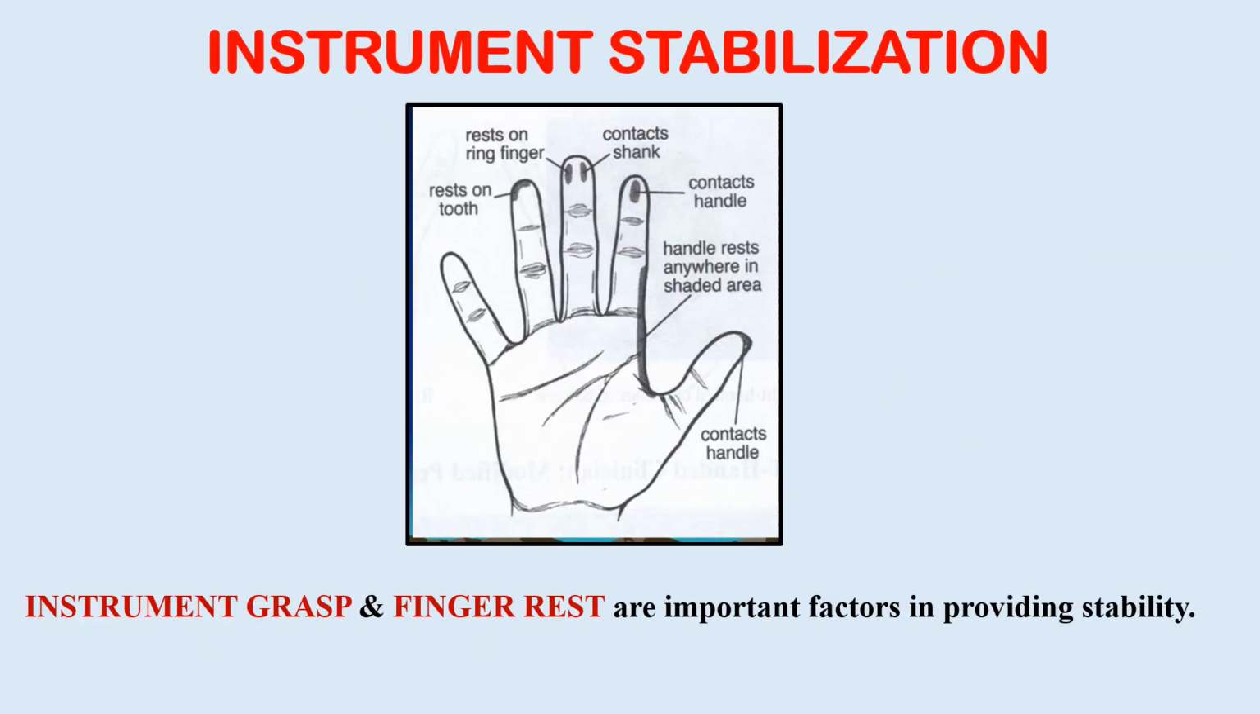So coming to the fifth component of principles of instrumentation, that is instrument stabilization. In this, there are two important factors which help in providing stability, which include the instrument grasp and finger rest. These two factors are essential for effective instrumentation. Also, these two factors help in avoiding any kind of injury to the clinician or patient.